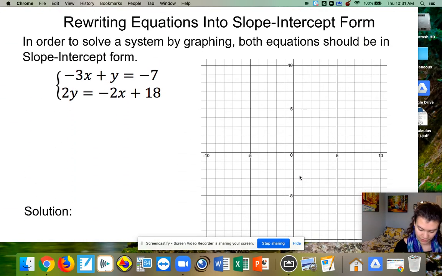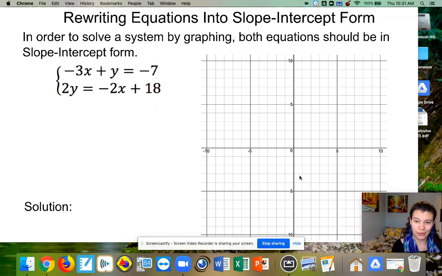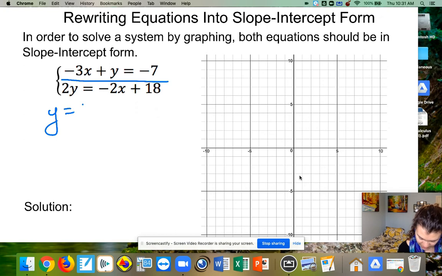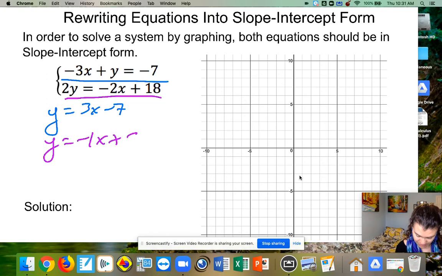Okay, so you don't always have your equations in slope-intercept form, but before you can graph them, you need to have them in slope-intercept form. So we can rewrite these here. This one I can add the 3x to both sides, so we'll get y equals 3x minus 7. And then this other one here, you can divide everything by 2. So y is going to equal -1x plus 9. And then graph from here.